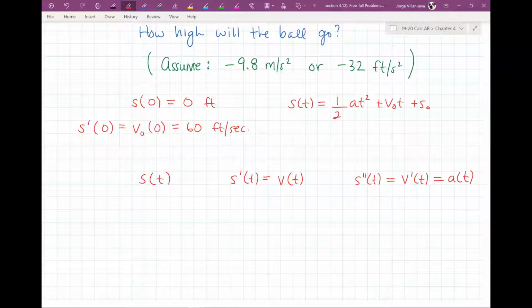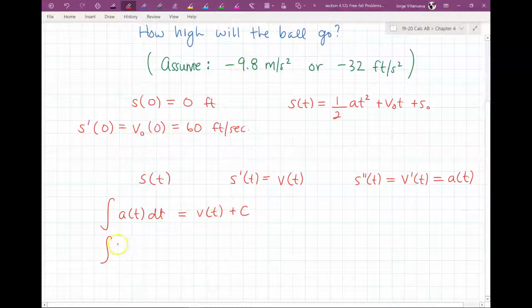So here's the deal. If I integrate acceleration with respect to time, what do you think I get? Yeah, I get velocity. Velocity plus c. Okay? Now, what do you think I get if I integrate velocity? I get position. So this is plus c again. So this is what we're going to do in this problem. We're going to take something that we know for a fact, and we're going to work our way backwards. Okay? To find our original function.